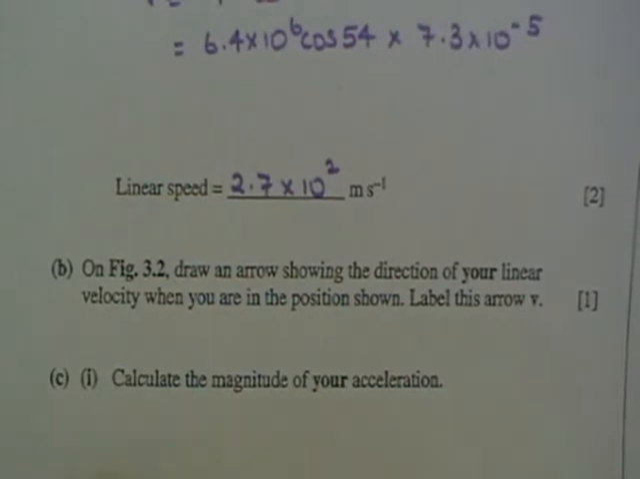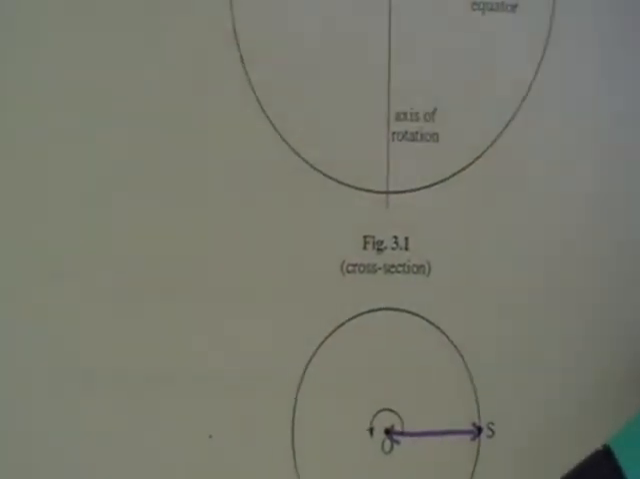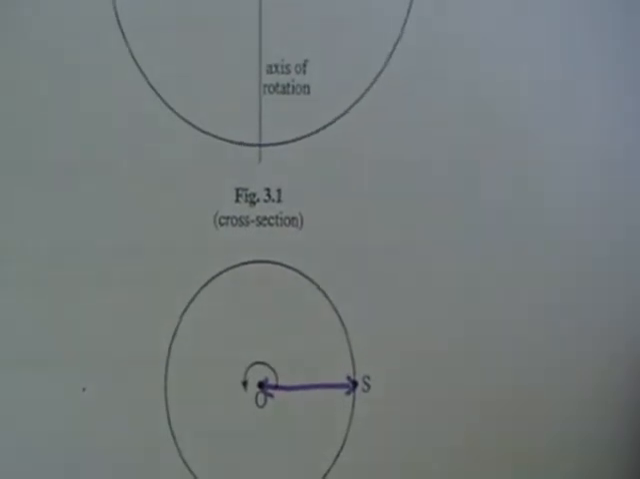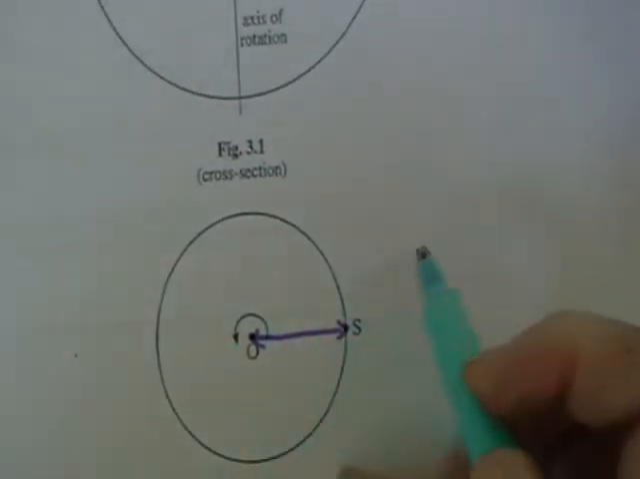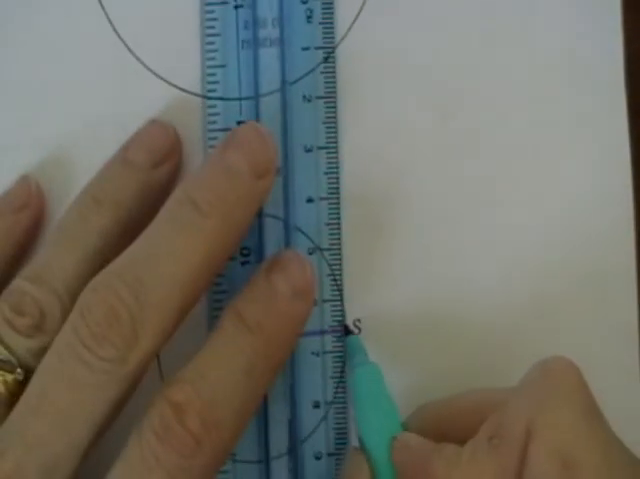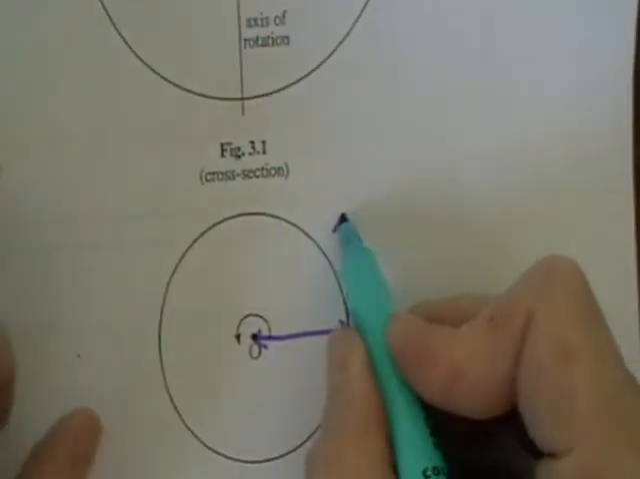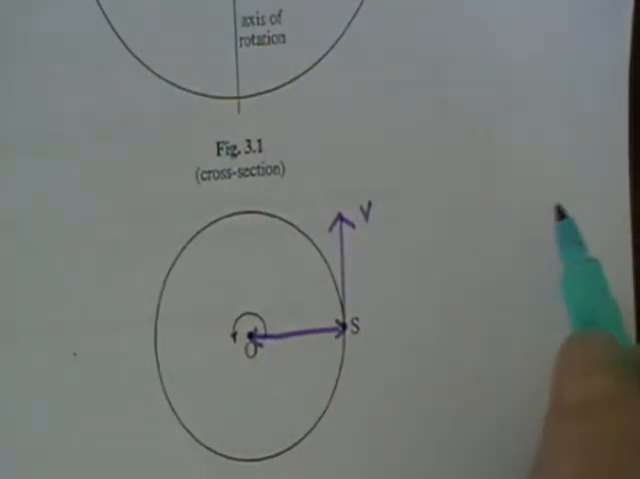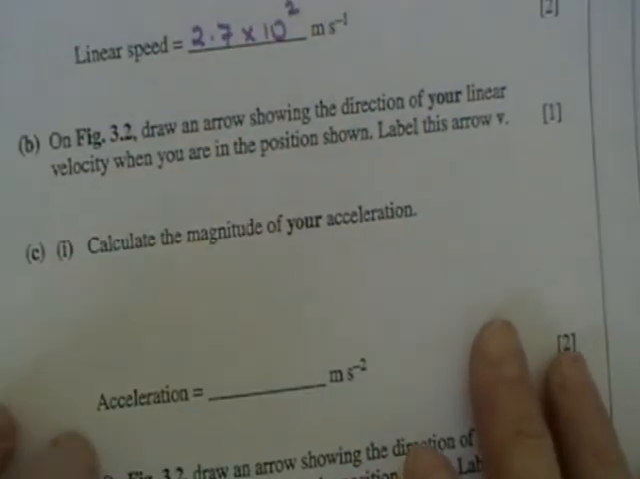On figure 3.2, so back here again, draw an arrow showing the direction of your linear velocity when you're in the position shown. Label this arrow v. And so the direction of your linear velocity, because we're rotating in this direction, linear velocity is always at a tangent, and therefore it's going to be up this way, and label it v.